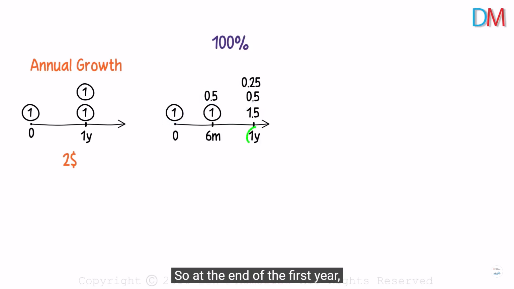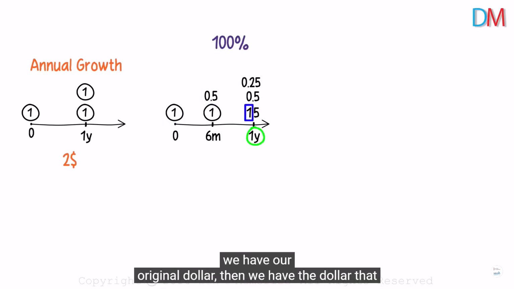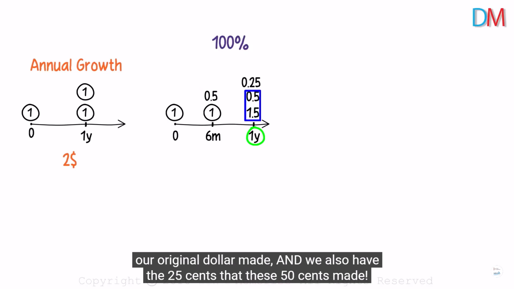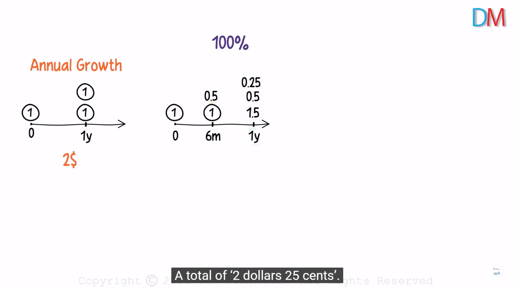So at the end of the first year, we have our original dollar, then we have the dollar that our original dollar made, and we also have the 25 cents that these 50 cents made. A total of $2.25. This is better than doubling.